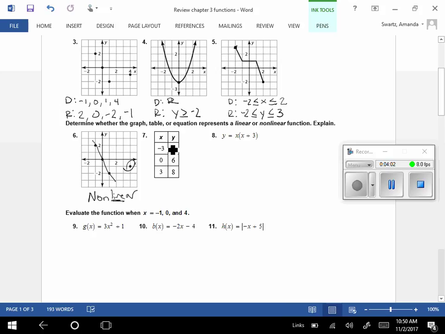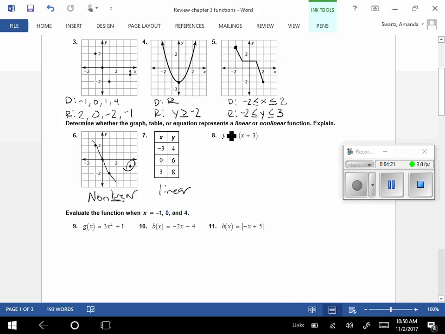Then if we're looking at a table, we need a constant rate of change. So as x goes up by 3, y has to have a constant rate of change. Here, as x goes up by 3, y increases by 2. So yes, this is linear because of the constant rate of change.